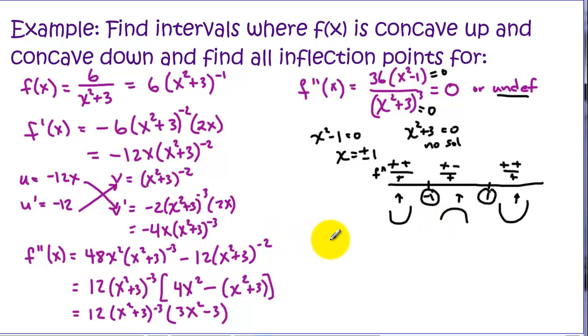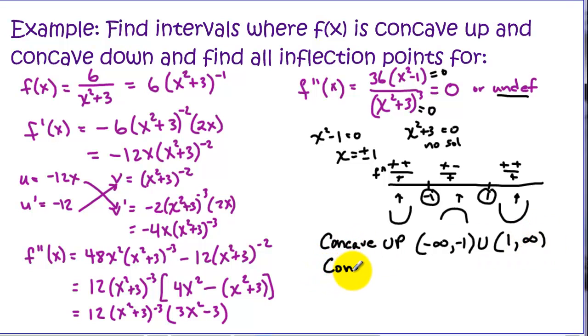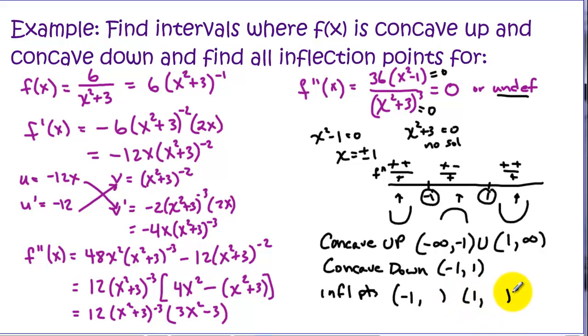So let's kind of summarize this. We've got concave up on the interval, so going from negative infinity to negative 1, and then also 1 to infinity. We're concave down on the interval between negative 1 and 1. And we've got 2 inflection points. One is at negative 1, and then we need to figure out the y value, and the other one is at positive 1, and we need to figure out the y value.